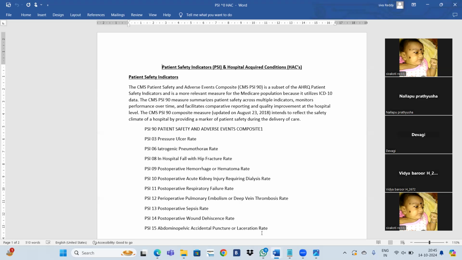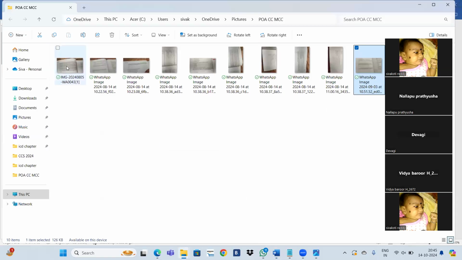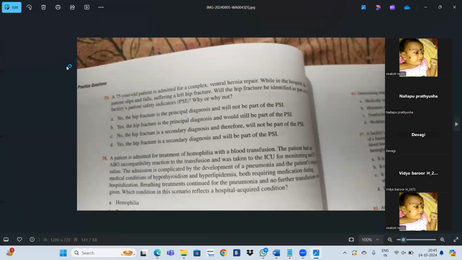PSI means patient safety indicator. HAC means hospital acquired conditions. So one question I will show, then you will get the idea about the questions. Read this question. A 75-year-old patient is admitted for complex ventral hernia repair. While in the hospital, the patient slips and falls, suffering a left hip fracture. Will the hip fracture be identified as part of the facility patient safety indicator? Why or why not?